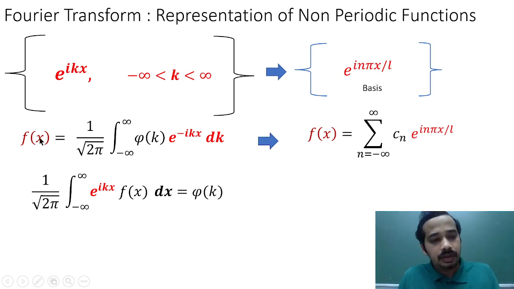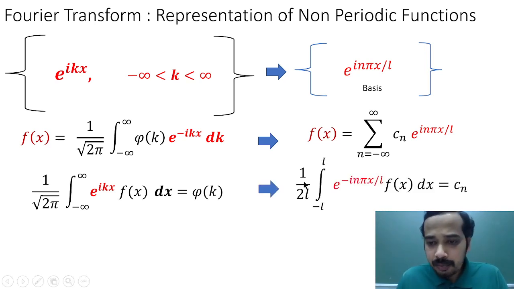F of x need not be periodic. In this case, f of x will automatically take the periodicity of this basis. The process of getting the Cn, this coefficient, is very similar to this process again. But the only change here is that f of x is a summation in one case, and here f of x is an integration.